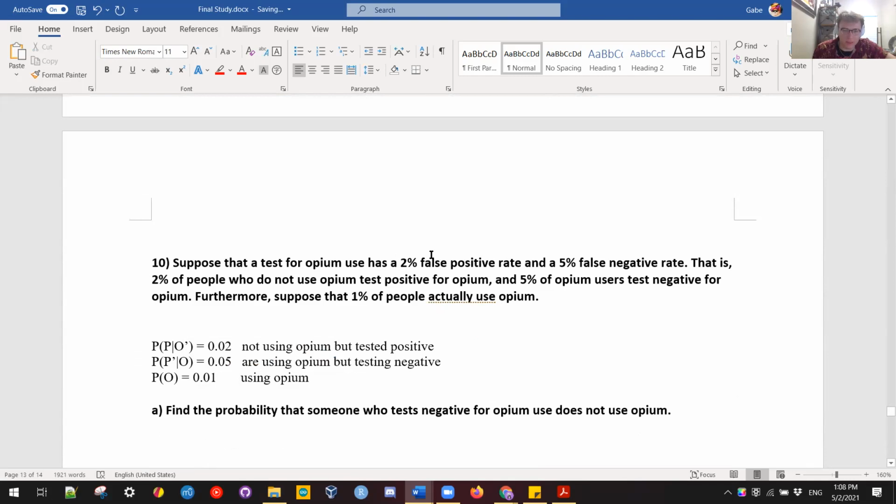So they tell you, because it's kind of wonky to just read it like that, that with this one, you want to think of the slash as a given. So like you think of it as testing positive, given that they don't use opium. That's how I usually think of it. Right. So for this case, it's 2% of people do not use the opium test.